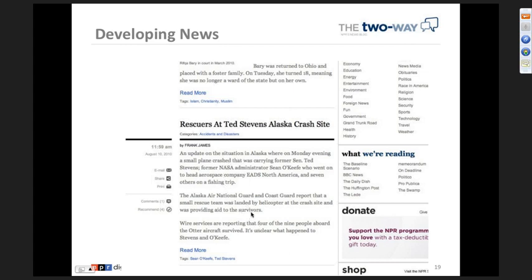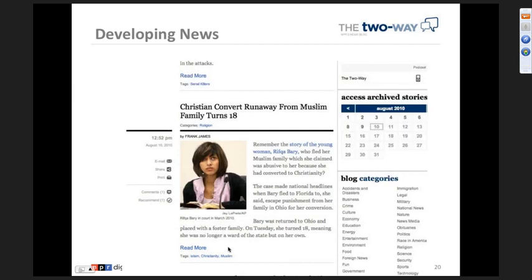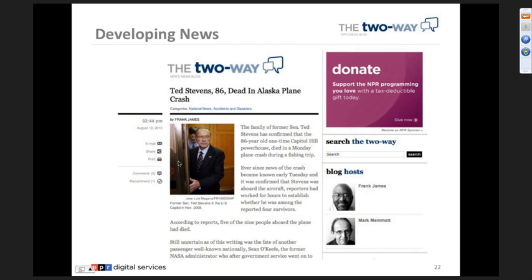And here, they report what the findings are, but they also are comfortable with saying that it's unclear what's happened to Stevens and O'Keefe. They are being transparent about what they know and what they don't know, and updating you and bringing you along in the process. Another post from that day, again, other news. And then when it's finally confirmed that he's dead, they went ahead and wrote a separate post for that.